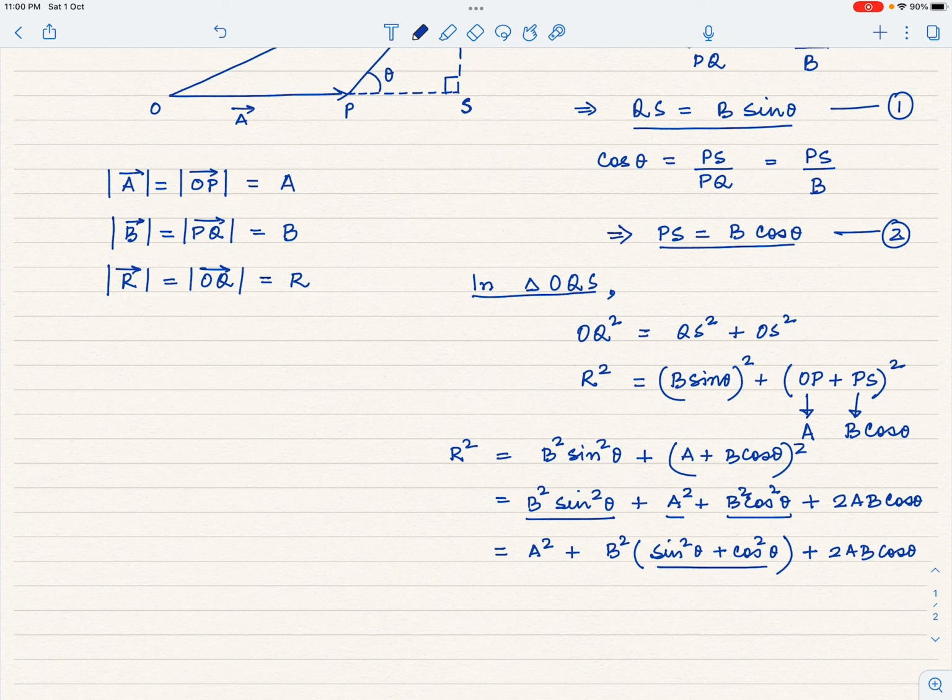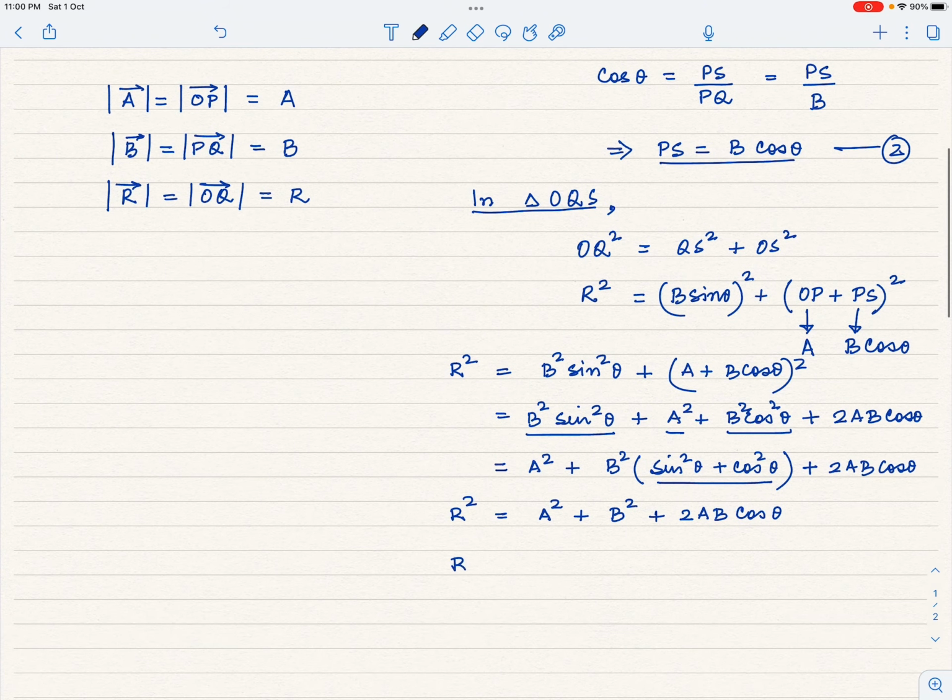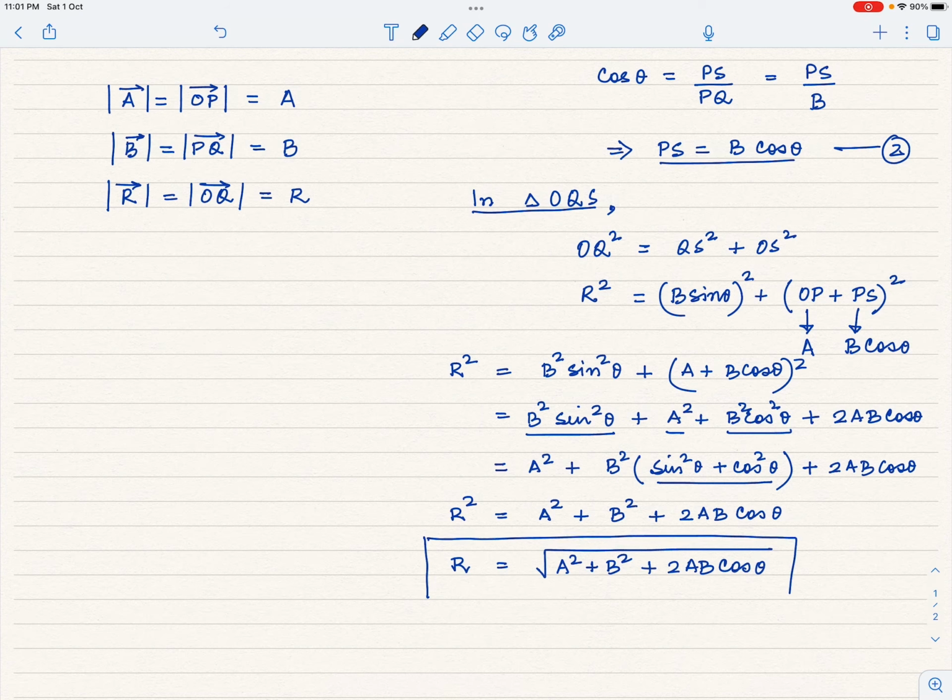And we know that sin squared theta plus cos squared theta is 1. So, this will give us R squared is equal to A squared plus B squared plus 2AB cos theta as our final expression, which we can also write as R is equal to square root of A squared plus B squared plus 2AB cos theta. So, this is our final expression for the magnitude of the resultant vector R.